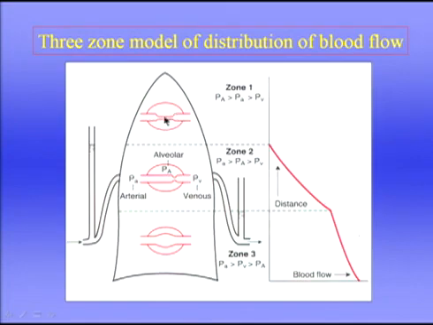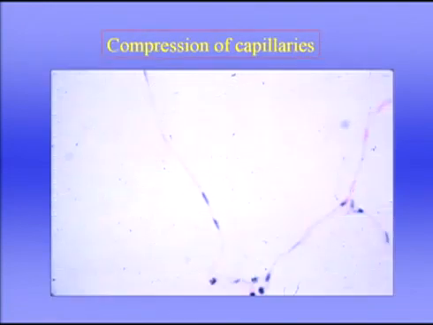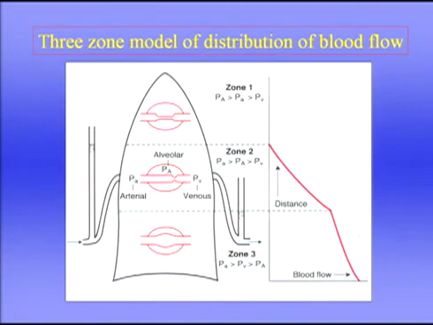Under these conditions, you've got the pressure outside the capillary exceeding the pressure inside, and the capillaries collapse, as we saw before. And this is just to remind us what this looks like. Here's a situation where the arterial pressure, and therefore the capillary pressure, is less than the alveolar pressure, and we get compression of the capillaries and no flow. So this is a situation called zone 1.